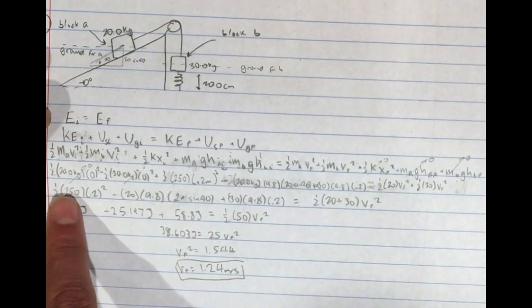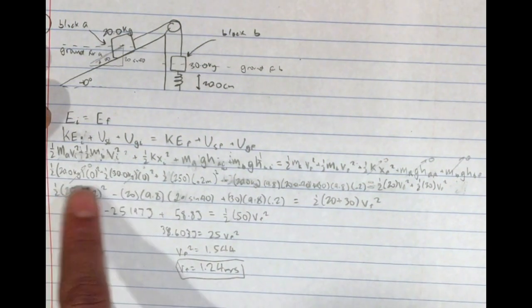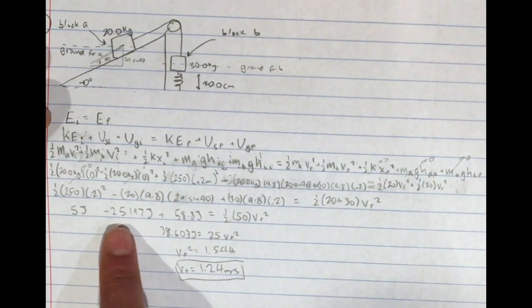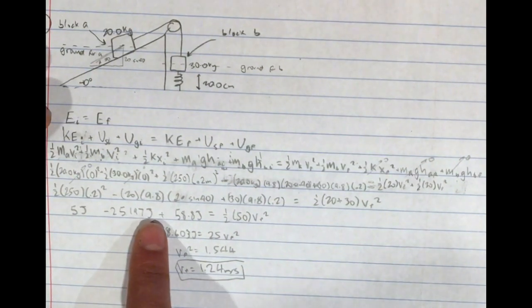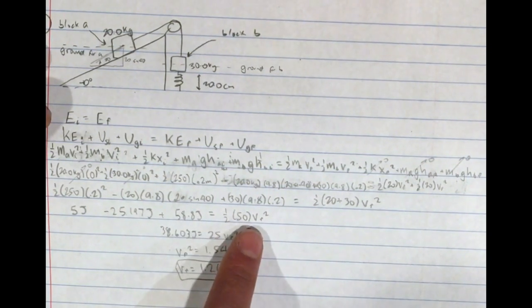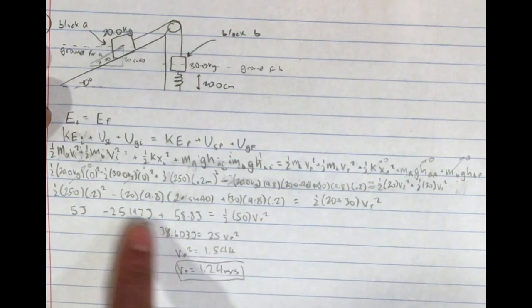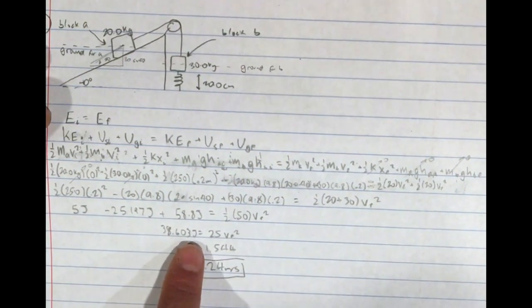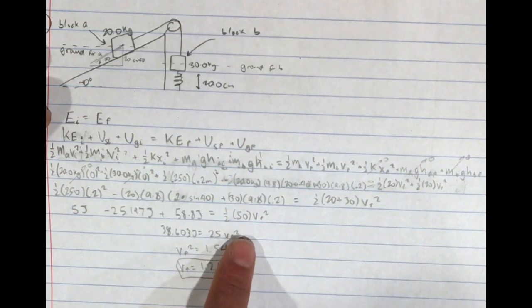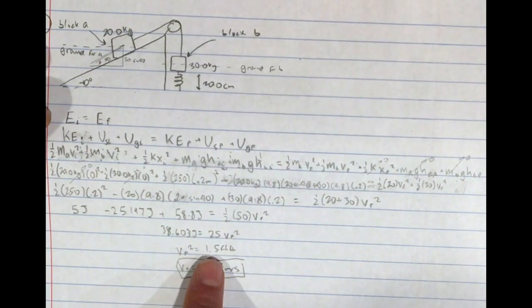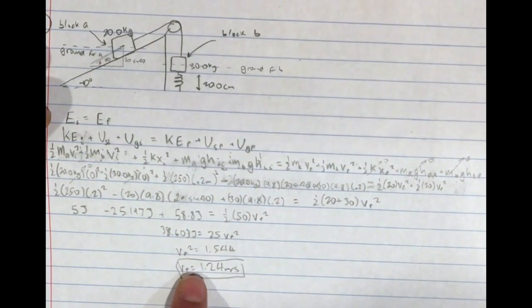So then, using the calculator to simplify these expressions, we get 5 joules minus 25.197 joules plus 58.8 joules equals 1/2 times 50 times V final squared. Simplifying this, we get 38.603 joules is equal to 25 V final squared. So V final squared is equal to 1.544, or V final is equal to 1.24 meters per second.